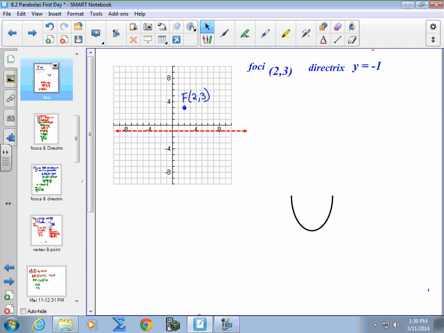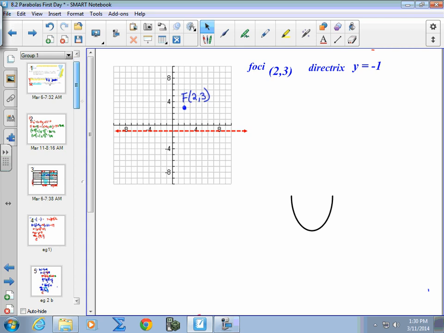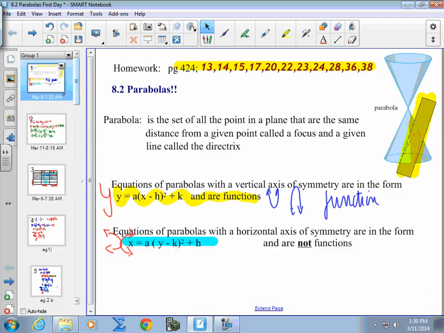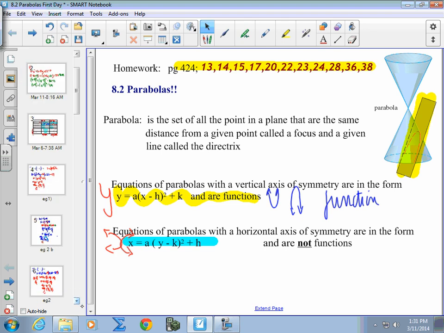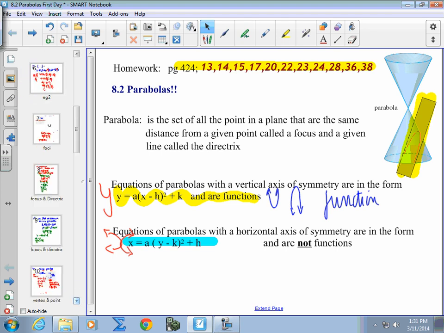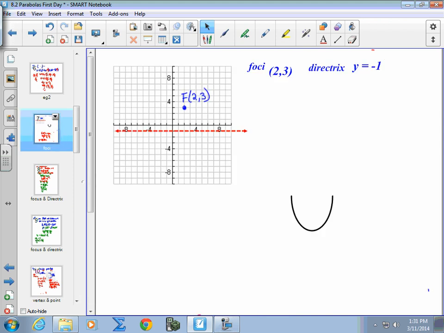The definition of a parabola says it is the set of all the points in the plane that are the same distance from a given point called the focus and a given line called the directrix. So what that means is if we drew the parabola correctly, this is not the best, the distance from this focus to the vertex is the same as from the vertex to this.